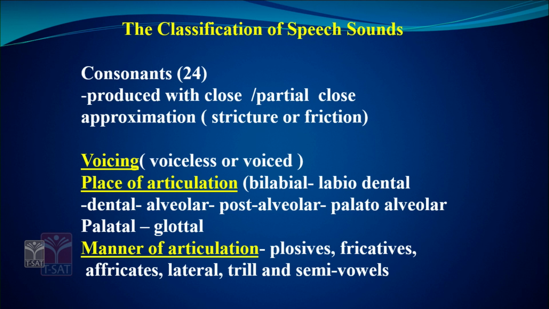Place of articulation refers to the active articulators that are involved in the production of a particular consonantal sound. It could be bilabial, labiodental, dental, alveolar, post-alveolar, palato-alveolar, palatal, and glottal. Bilabial is the two lips, and labiodental refers to the lower lip and upper teeth. Dental is the tip of the tongue and the upper teeth, alveolar the teeth ridge, and post-alveolar a little back. Palato-alveolar and palatal go backward towards the hard palate and the soft part of the roof of the mouth.